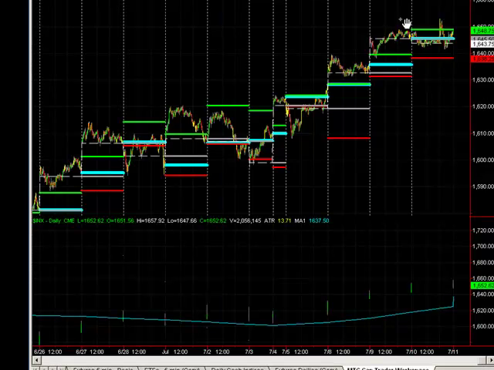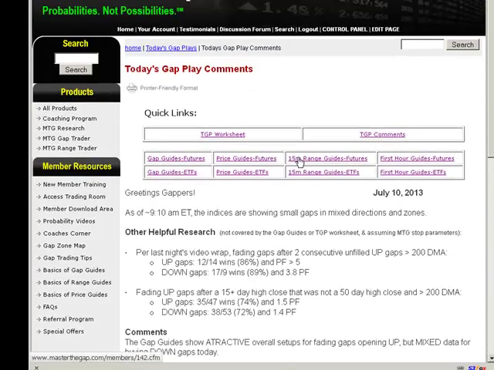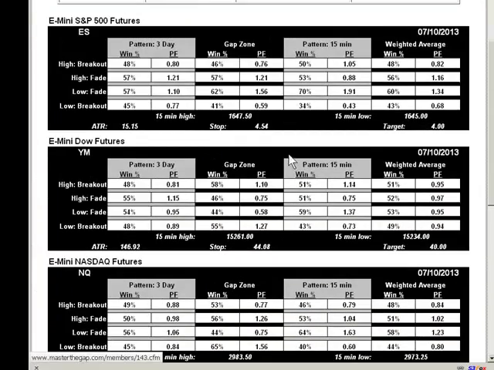Plan B would be the 15-minute range guides. And let me actually bring those up and check these out. They favored the low fade the best. The high fade wasn't bad, but wasn't compelling in my mind. Excuse me. The low fade was compelling.